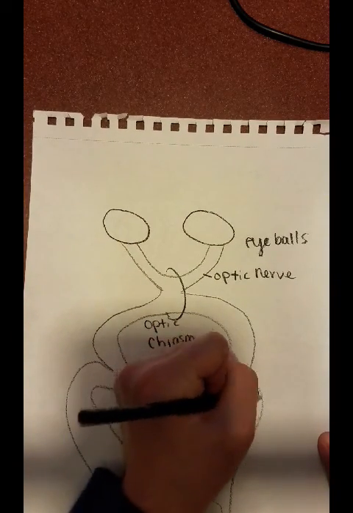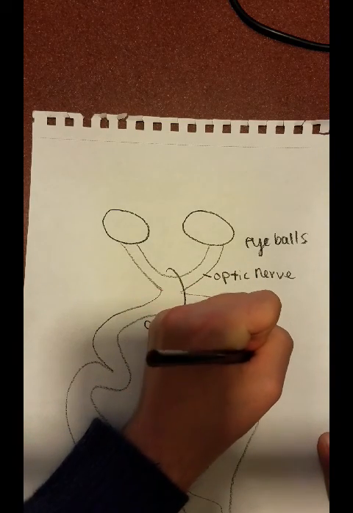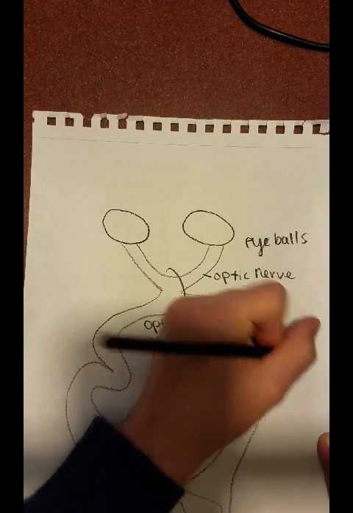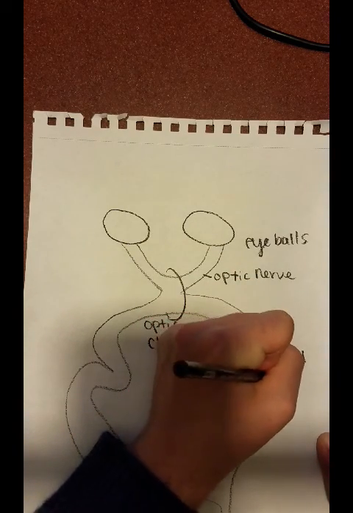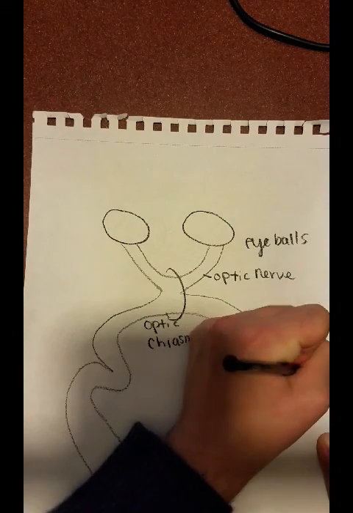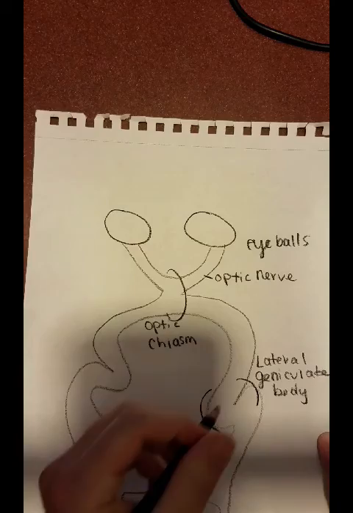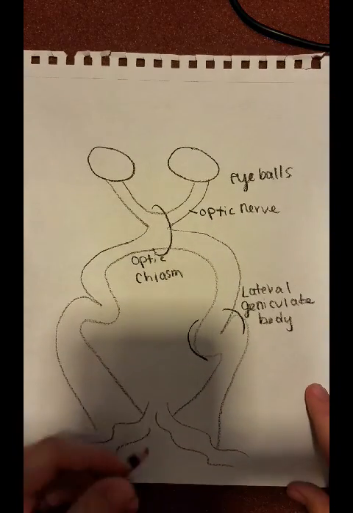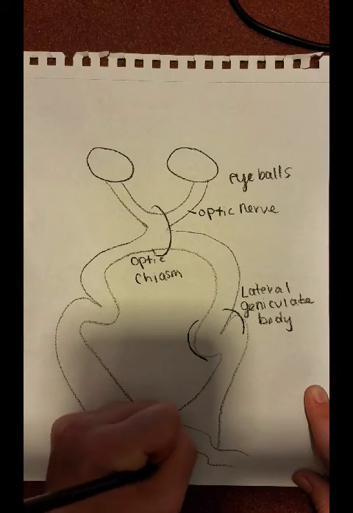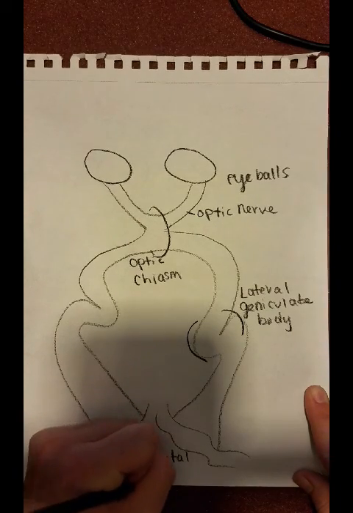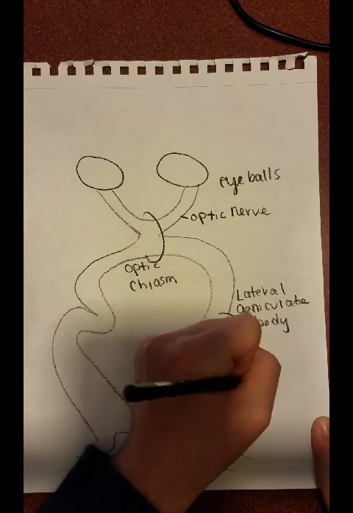And then this section is going to be the lateral geniculate body. And then we'll have the occipital lobe down here. And the optic radiation.